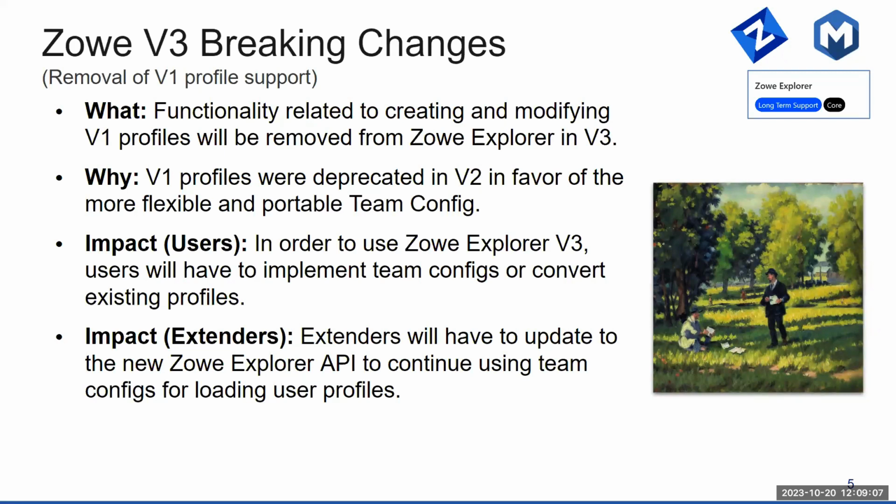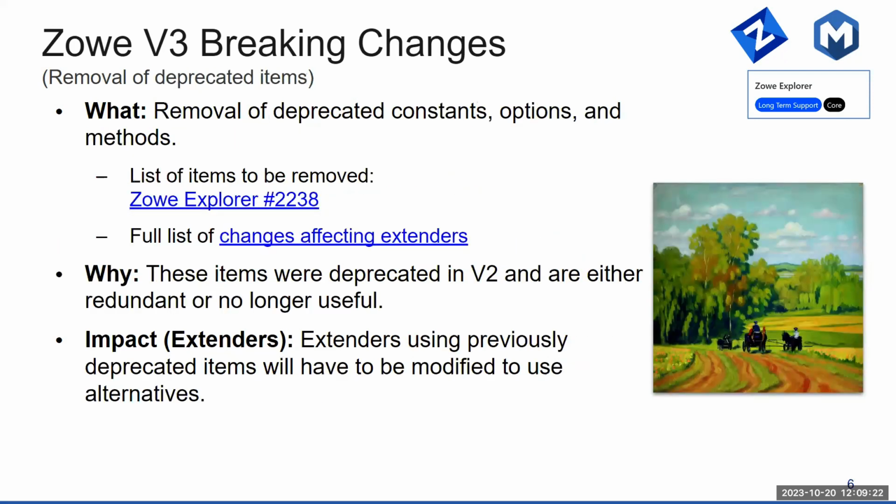And we used the format to highlight the most impactful breaking changes. The other one being the removal of deprecated items in general. We do have this issue on screen, 2238, which captures everything that is either deprecated or no longer has any usefulness in the V3 code base.